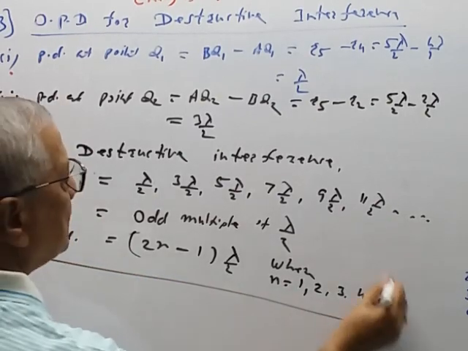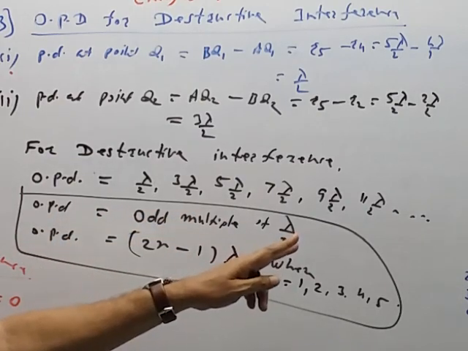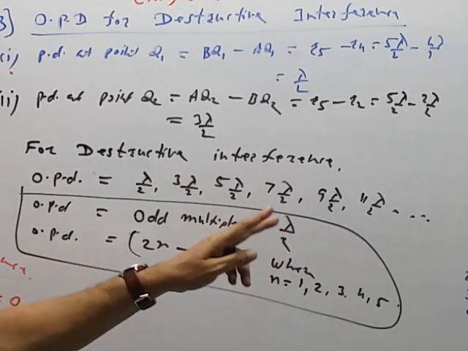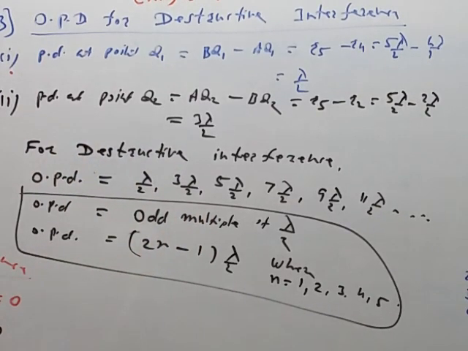Odd multiple of λ/2. इथे इवन मल्टिपल आहे, इथे ऑड मल्टिपल आलं, म्हणजे लक्षात ठेवायला पण सोपं झालं. So for constructive interference the optical path difference is an even multiple of λ/2, and for destructive it is an odd multiple of λ/2. आता फेज डिफरन्सने पण व्हॅल्यू आपल्याला देता येईल.